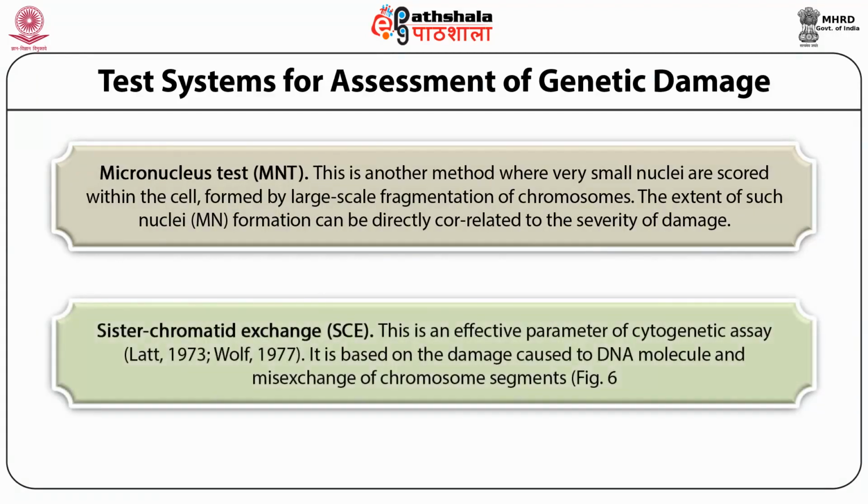The sister chromatid exchange test is an effective parameter of cytogenetic assay. It is based on the damage caused to the DNA molecule and misexchange of chromosome segments. This is characteristically revealed first by using bromodeoxyuridine dye and then stained with a fluorescent dye technique. The potentiality of this test is that even after a short exposure, it can be easily detected.